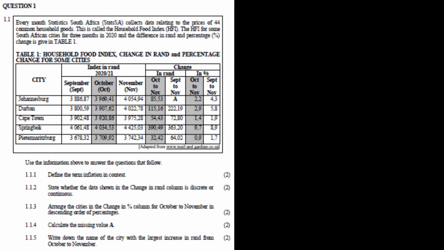Define the term inflation in context. So there's two aspects that you must look at in this question. Firstly, you need to know what inflation means, and the second thing is that you need to put it in context to the question. So firstly, we know that inflation is the change in prices from year to year, and in this particular instance we notice, as I've indicated, that the changes in prices that take place here is in terms of months. So your answer would be to indicate the change in prices of goods. So inflation is the change in prices of goods.